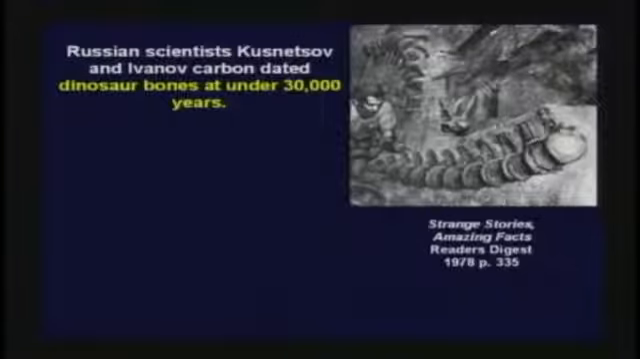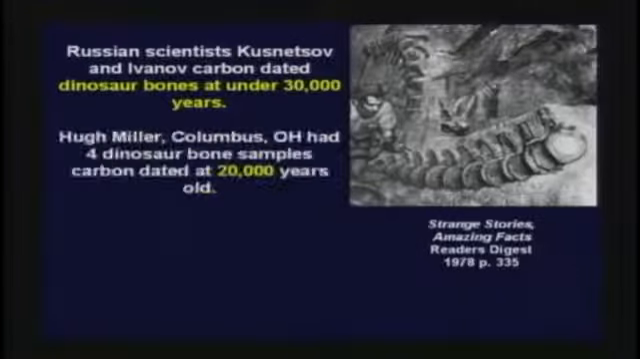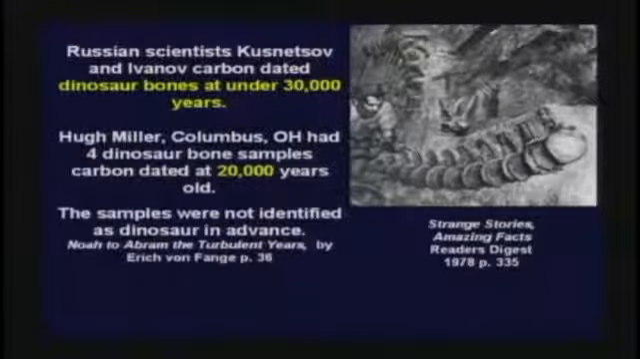A Russian scientist dated dinosaur bones at less than 30,000 years old. Hugh Miller from Columbus, Ohio, took in four dinosaur bone samples and said, would you carbon date these? And they charge like $600 to carbon date something. They carbon dated them and said they're less than 20,000 years old. He said, oh, by the way, these are dinosaur bones. They said, oh, well, then they're not 20,000. We've got to test them again. Why can't they be 20,000? They said, well, we know dinosaurs lived 70 million years ago, so if you had told us that, we never would have carbon dated them.